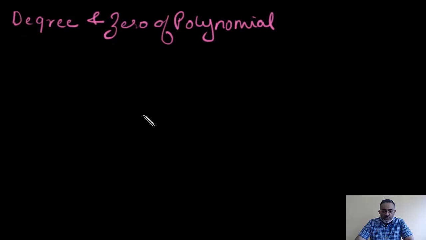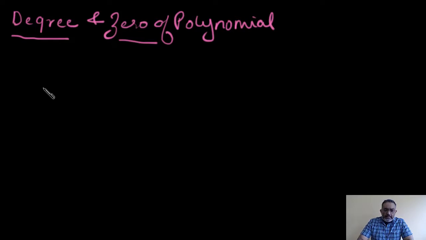Welcome to concept videos from Sofo Learning. Today we are going to focus on degree and zero of a polynomial. The kind of polynomials that we will review today are with single variables, meaning there would be only one single variable, let's say x, in that entire polynomial.